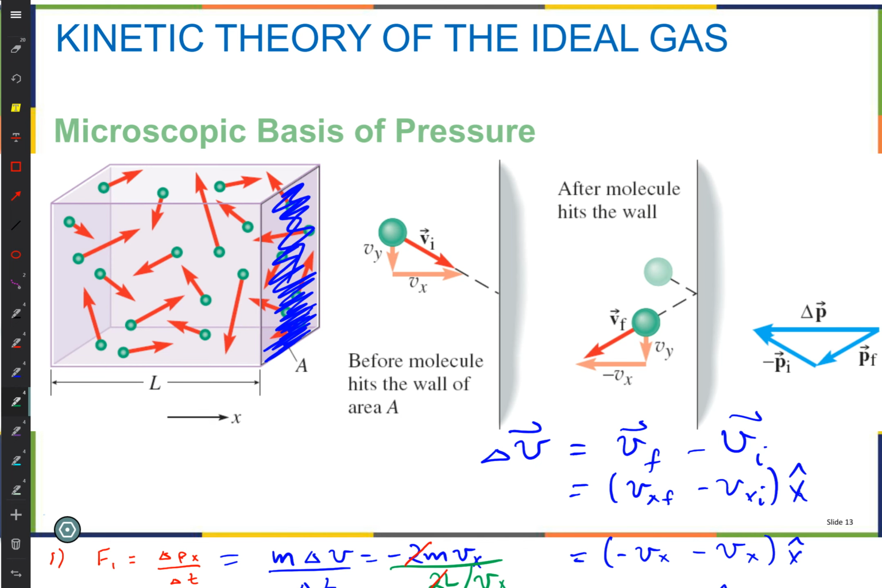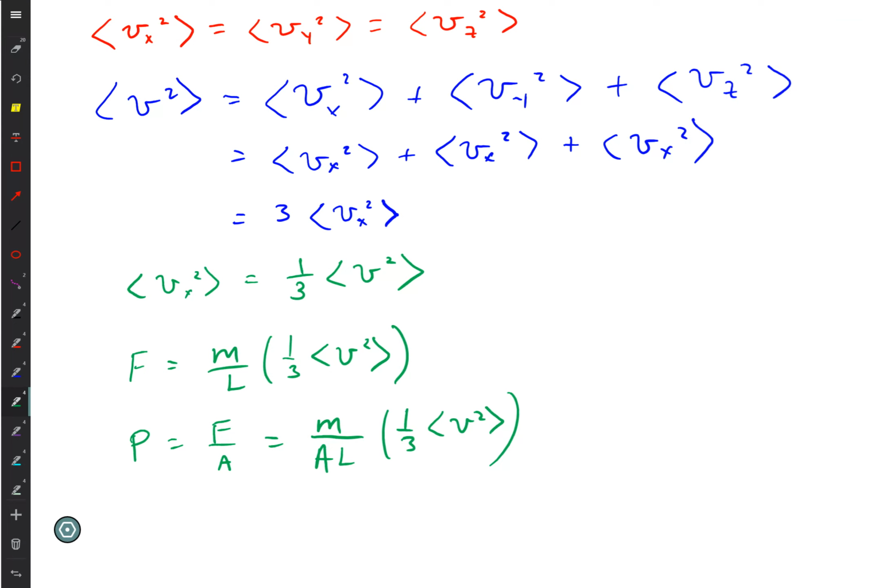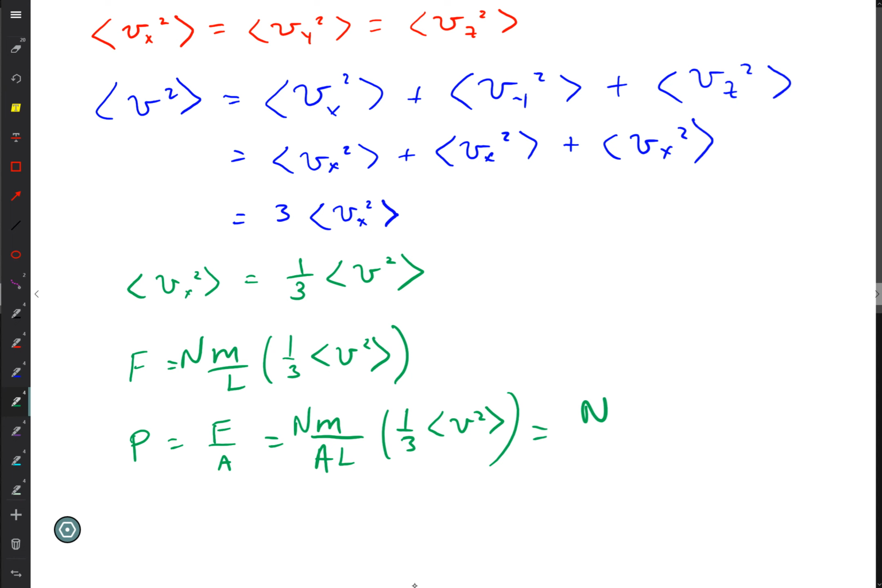It got quite some work. Did you have a question, Megan? Where did the N go? Did I forget it? Yeah. I forgot it. Yes, thank you. It's important to have it there. Not there. There. Thank you, because that would have made a difference. So that's N over V times 1/3 mass times speed squared, average.